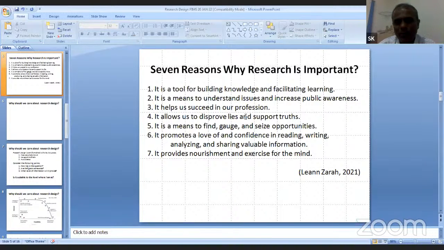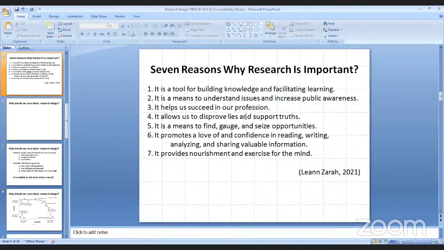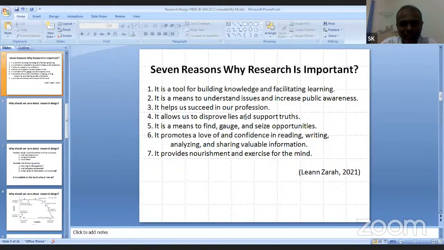There is no textbook that can be written without the research base. All knowledge is research based, whether it's textbooks or journals. Number two, research is a means to understand issues and increase public awareness. As I gave the example, the coronavirus situation right now requires our understanding about the virus and its spread, and also increasing public awareness about how it spreads so that we can mitigate the risks. Number three, it helps us succeed in our profession. That is very selfish, but we succeed in our profession because we ask questions that provide answers to make society better. Number four, it allows us to disprove lies and support truths.